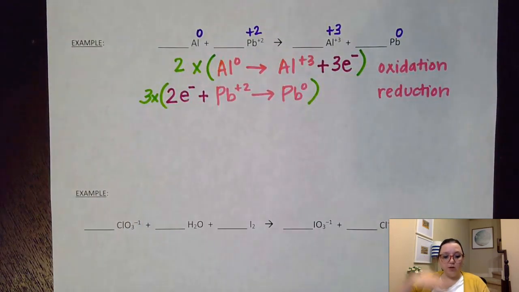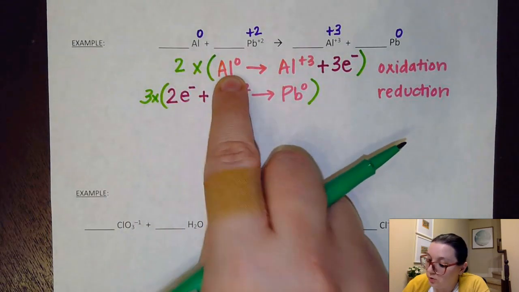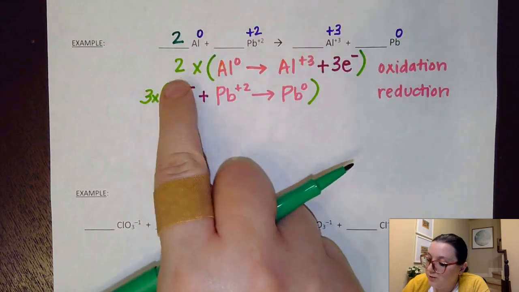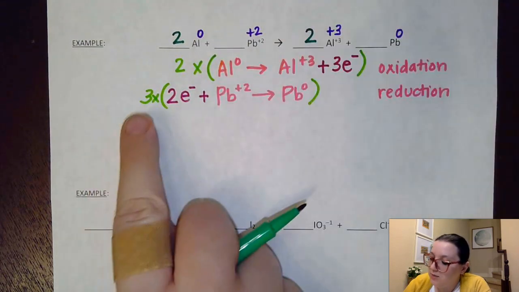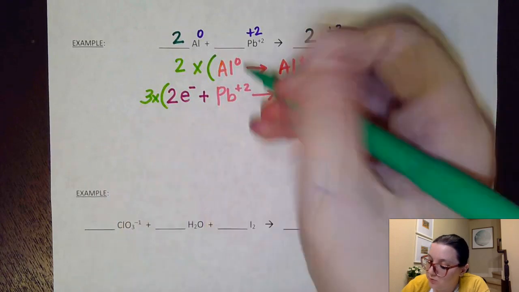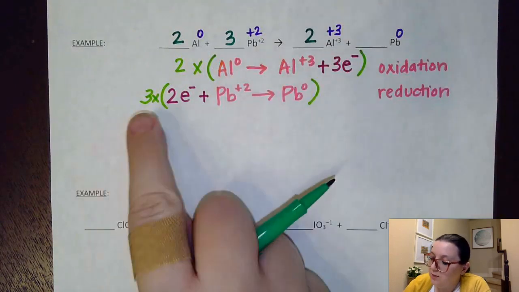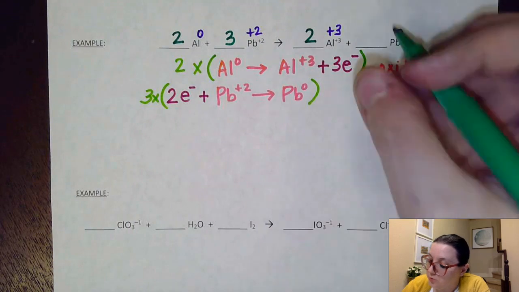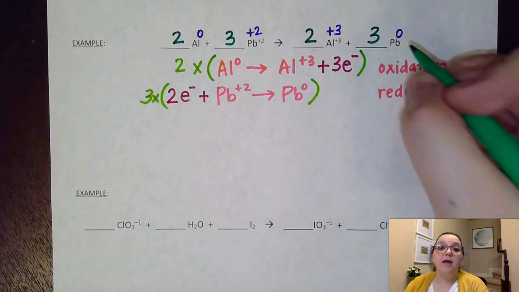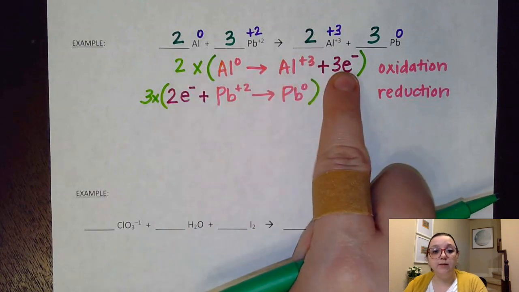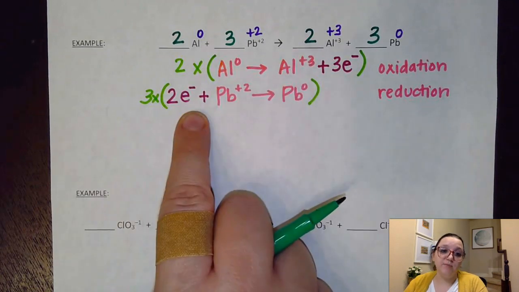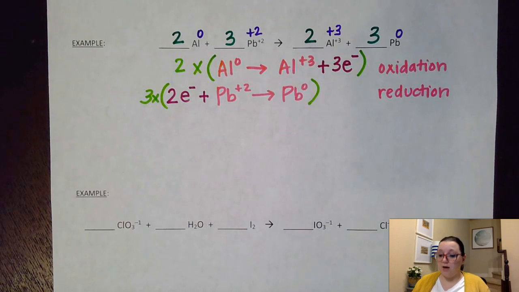And so now I'm going to go translate that information up above. I need 2 of the neutral aluminums. I need 2 of the aluminum +3s. I need 3 of the Pb +2s. And I need 3 of the Pbs that are neutral. And also, as we said earlier, that means 6 electrons would have been lost, 6 electrons would have been gained, and so those would have been canceled out as well.